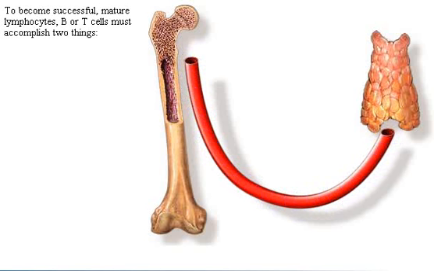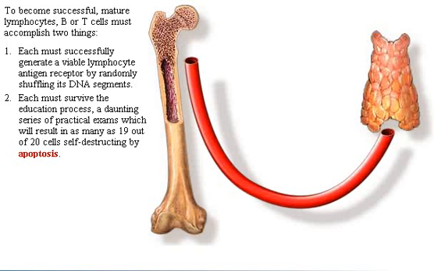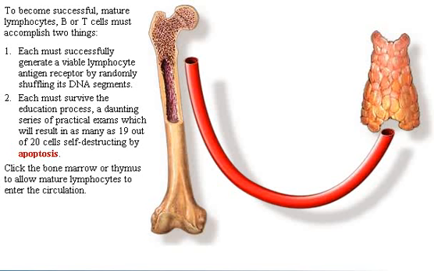In order to become successful mature lymphocytes, B or T cells must accomplish two things. First, each must successfully generate a viable lymphocyte antigen receptor by randomly shuffling its DNA segments. Second, each must survive the education process, a daunting series of practical exams that will result in as many as 19 out of 20 cells self-destructing by apoptosis. Oh my, and you think you have it bad. Click the bone marrow or thymus to allow mature lymphocytes to enter the circulation.